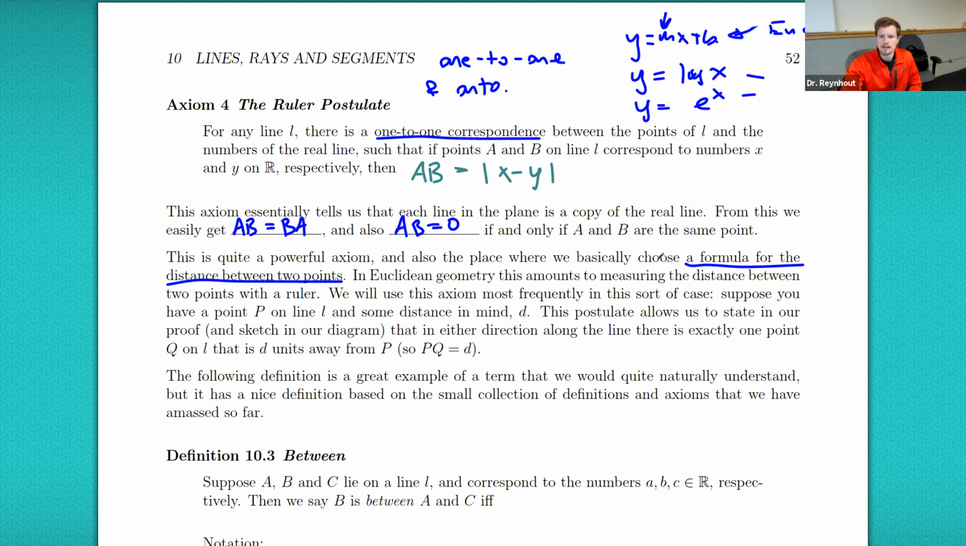All right. So this axiom will be used quite a bit. In particular, what it allows us to consider is if we have a point P on some line L with some particular distance in mind, then there is exactly one point, right? Once we choose a direction, there's exactly one point that is a particular distance away. So if I want to talk about the point that's a distance d away from P, once I choose a direction, there is exactly one of them. Okay, there's one point Q a distance d away from P. So we're going to use that quite frequently.